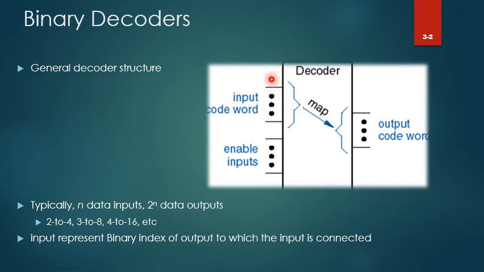For example, if you have a 2 to 4 decoder, then the output generated corresponds to the 2-bit binary given at the input side.